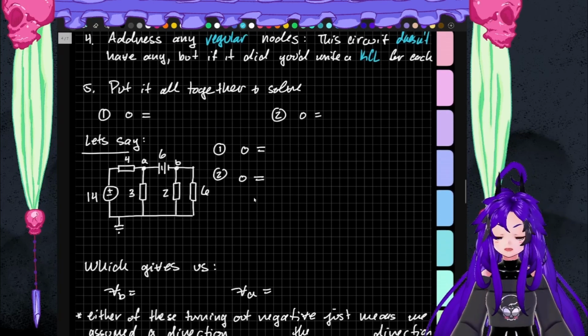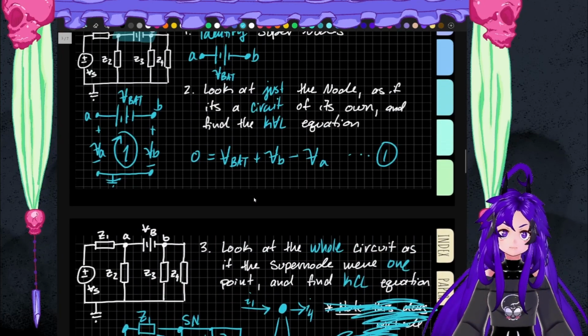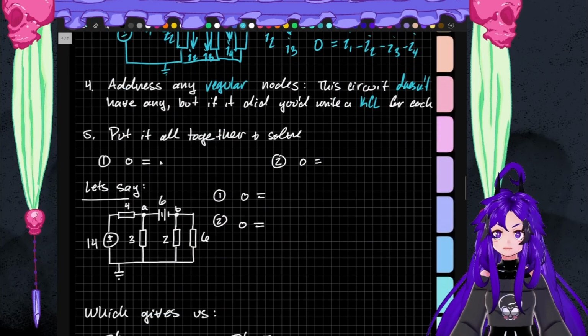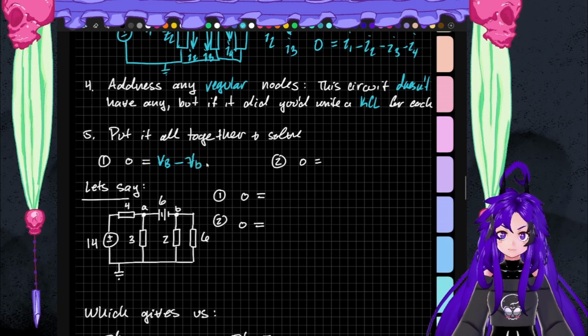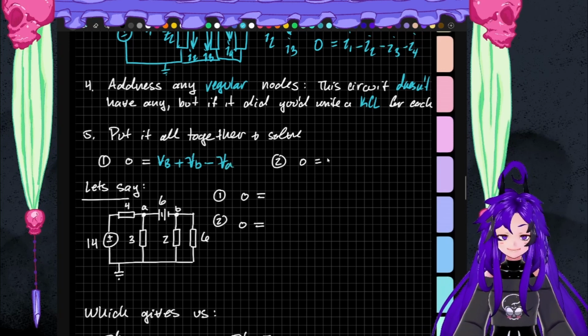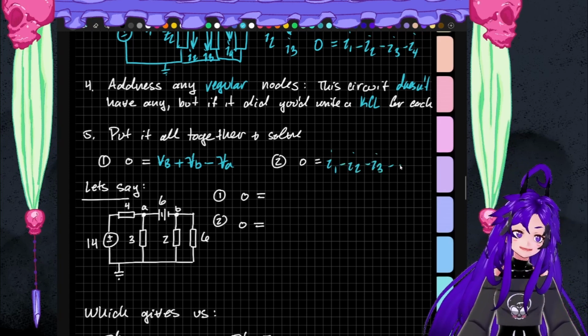So next up, we're going to put it together and we're going to solve for it. So we have two equations, right? We have this V battery plus VB minus VA, right? From our KVL. So we're going to go ahead and write that down. VB minus V little b, plus V little b minus VA, right? And then the second one is up here. It's our KCL equation, and it's going to be I1 minus I2 minus I3 minus I4.